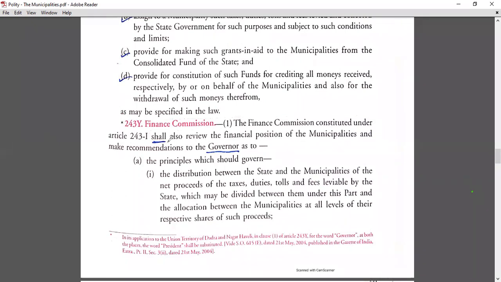So it will make recommendations. So it is mandatory for the State Finance Commission to make recommendations to the governor regarding all these things, regarding the distribution between the state and municipalities and the net proceeds of the taxes. How the revenue that comes from taxes will be distributed, the duties, the tolls, the fees leviable by the state, which may be divided between them under this part, and the allocation between the municipalities at all levels of the respective shares of such proceeds, how it will be divided between the state and municipalities, everything, the recommendations will be given by the State Finance Commission.